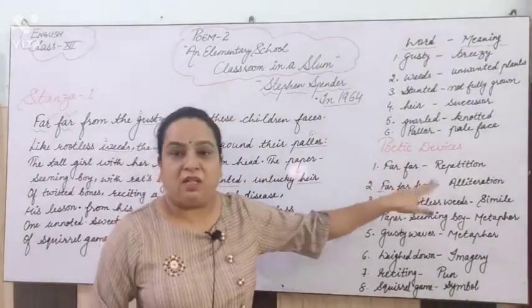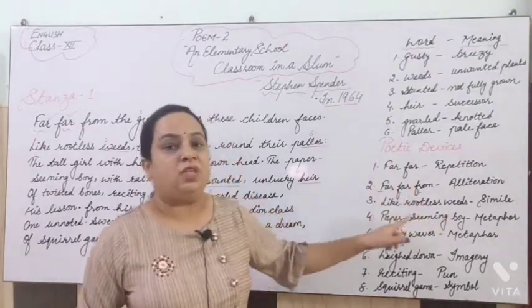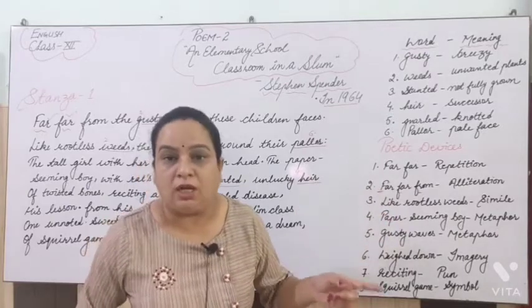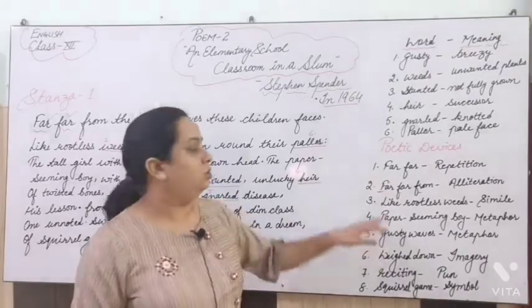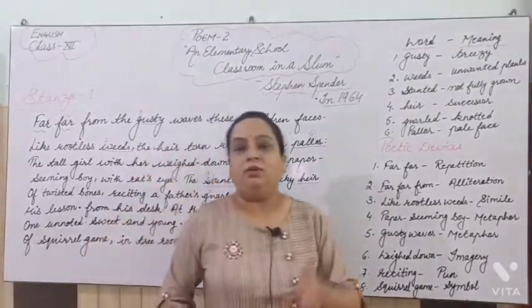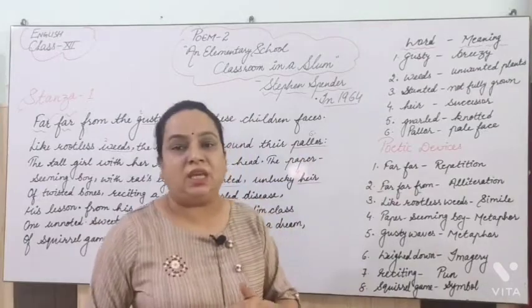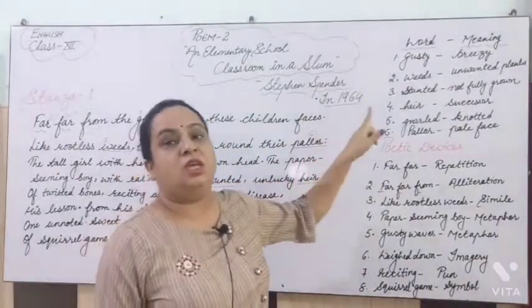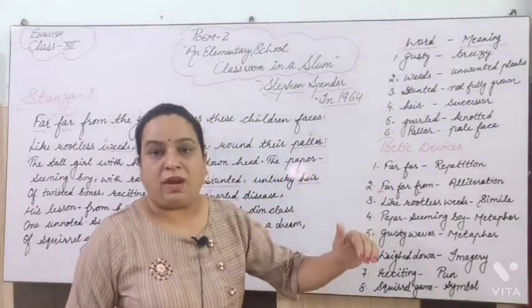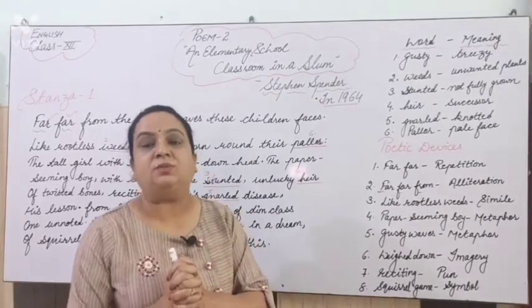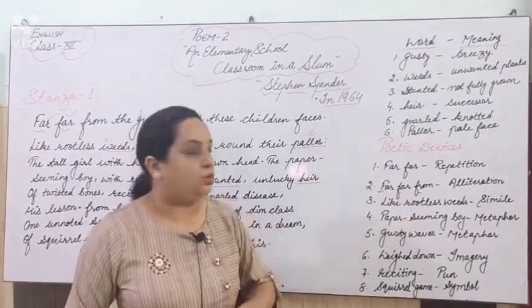Number 1 is far far, that is repetition of the same words. The second one is far far from, where the F sound is being repeated, and that is a consonant. When this consonant sound is repeated at the starting of the words, that is known as alliteration, right. When we talk about the second line of the stanza, it has like rootless weeds. Now whom is he calling like rootless weeds? These children's faces. So he is comparing the children with rootless weeds, right. When the comparison is done by using words like and as, that is known as what? That is known as simile.